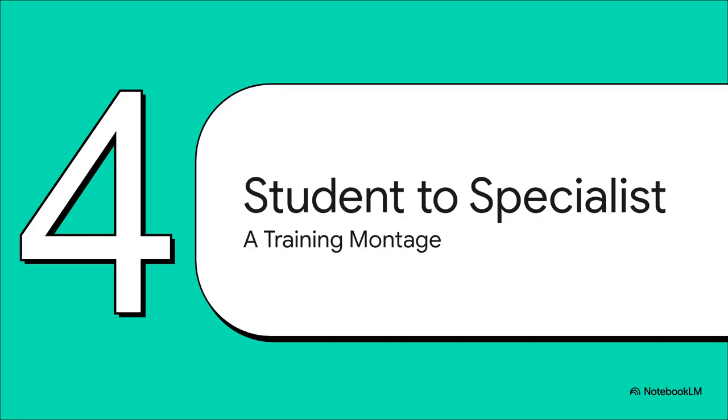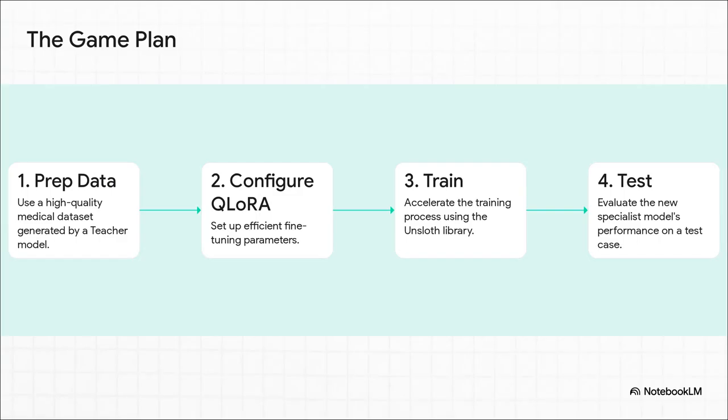All right, theory is great, but let's see this stuff in action. We're going to watch a generalist student model go through a full-on training montage and transform into a specialist medical AI, right here, right now. So, here's our game plan. Step 1, we get a top-notch medical dataset from our teacher model. Step 2, we use a really efficient fine-tuning method called QLoRA. It's just a clever way to teach a big model new things without needing a supercomputer. Step 3, we're going to supercharge the training with a special tool. And finally, step 4, we put our new specialist to the test.